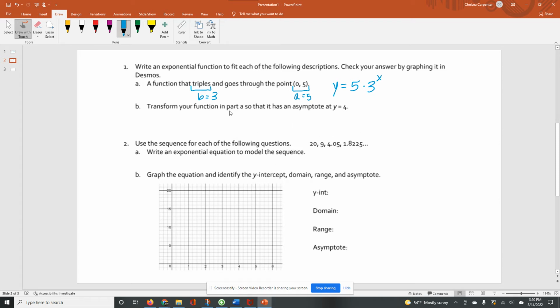Transform your function so that it has an asymptote at 4. So I'm just going to take that function that I wrote and add 4, because that'll shift my whole graph up 4.